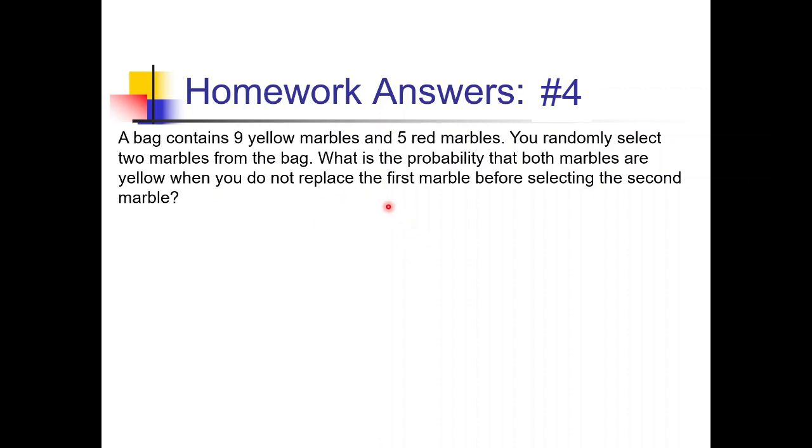Since I'm not putting the marbles back, what I get on the first draw is going to affect what I can get on the second draw. At the very least, it'll affect how many marbles there are to choose from. It also might affect the ones that I'm looking for. So this is a dependent situation, which means our formula we're using, P of A and B, we're going to have P of A times P of B given that A has already happened. So we need conditional probability of B given A.